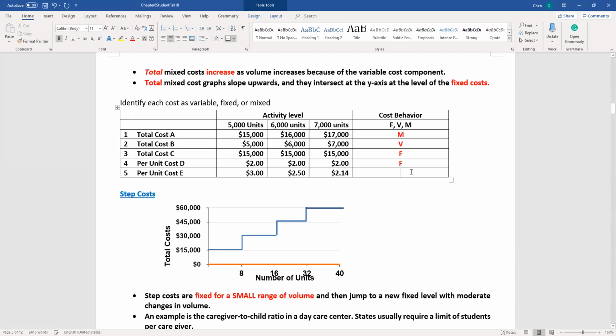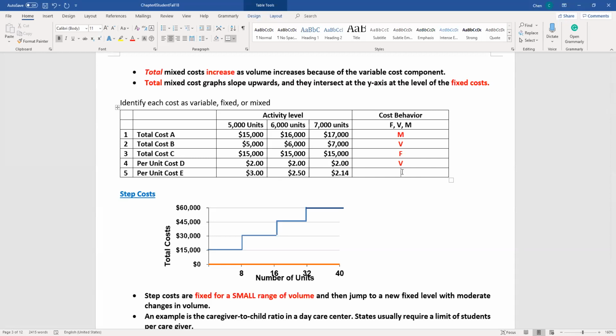Okay, and if we look at, oh, I'm sorry, I made a mistake. So 4 is per unit cost B. Okay, so per unit stays constant. Then what cost is that? It's a variable cost.